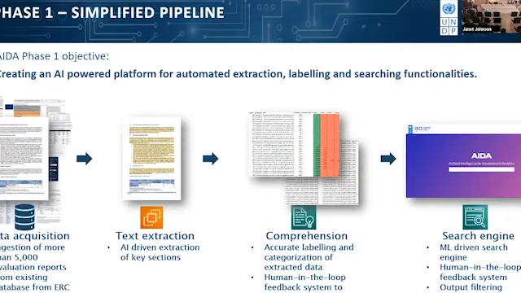So as I said, we did the data acquisition, we extracted the text, and we processed it through a comprehension model based on a taxonomy of labels that we built. And the result is the search engine, but it's not a typical machine learning model, because we introduced something that we call the human in the loop.